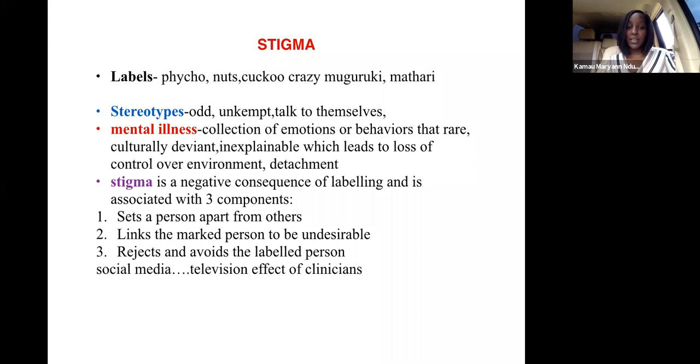Two, it links the marked person to being undesirable. And three, it rejects and avoids the labeled person. Now, what are some of the labels that are attached to persons with mental illness? In Kenya, some of them are Mogoroki, Mwenda, and Mathare. In English, psycho, nuts, cuckoo, crazy, and all these labels actually are not good for persons with mental illnesses.